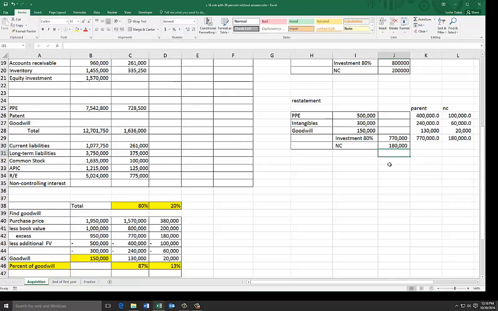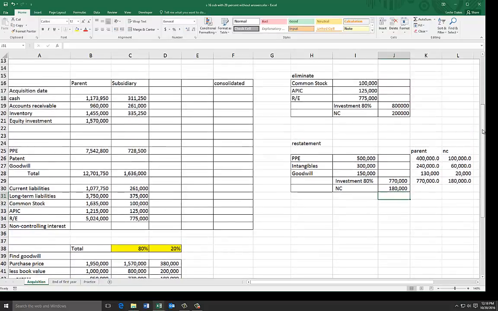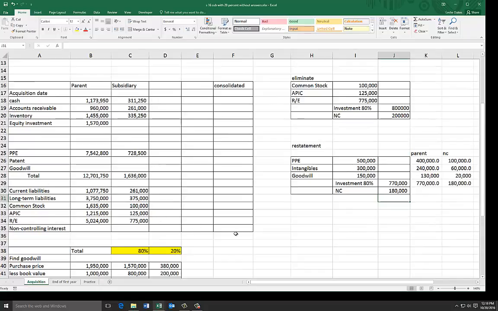Now you can go ahead and apply these into the consolidated portion, and I will post the answer. But the big lesson here is that when we have a control premium, that will change the allocation of anything having to do with goodwill.